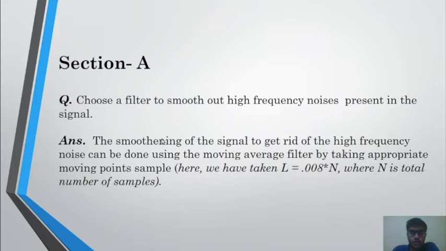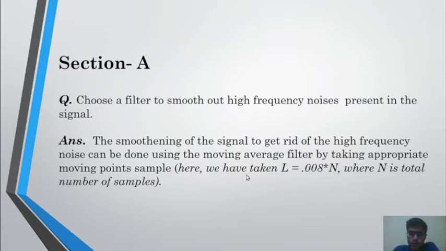Now the first question we came across during the experiment was to choose a filter to smooth out high frequency noises present in the signal. As I explained in the theory, for smoothing out the high frequency noises, the best filter we studied was the moving average filter.